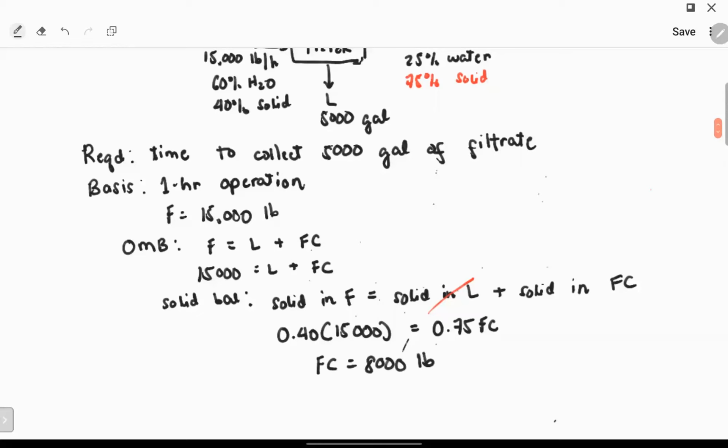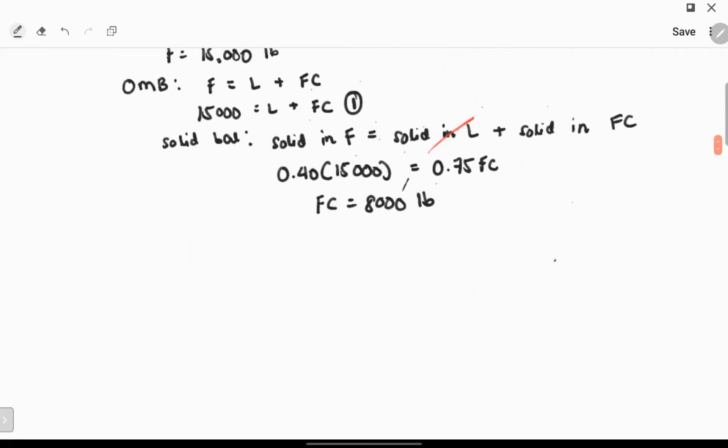Okay? But that is not what is required in this problem. So you have your FC already. Ano pang pwede nating ma-solve? So we can actually solve using this equation. Let's say this is equation 1. Since we know FC already, we will be able to solve L. Okay? So from equation 1, 15,000 equals L plus FC. Now FC is 8,000. So therefore L will be what? 7,000 pounds.